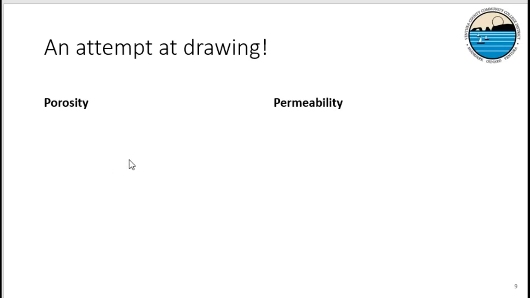So now I'm going to try and draw the difference between porosity and permeability and walk you through it in a little bit more detail. So again, I apologize for my drawing attempt. It's very difficult to do on a computer with a mouse, but here we are just doing the best we can. Okay, so like I said, there's a difference between porosity and permeability.